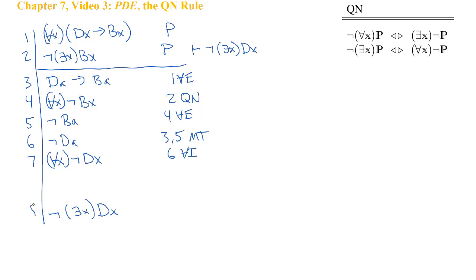Now a final quantifier negation moves that hook out to the left and changes the universal in 7 to the existential in 8, and we've got 7 QN, and we've shown that the goal follows from the primaries.